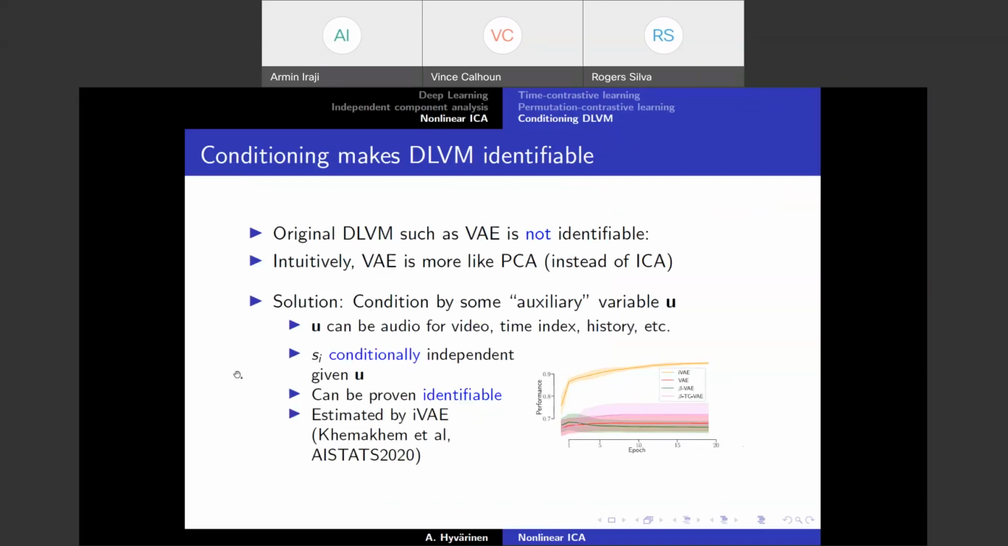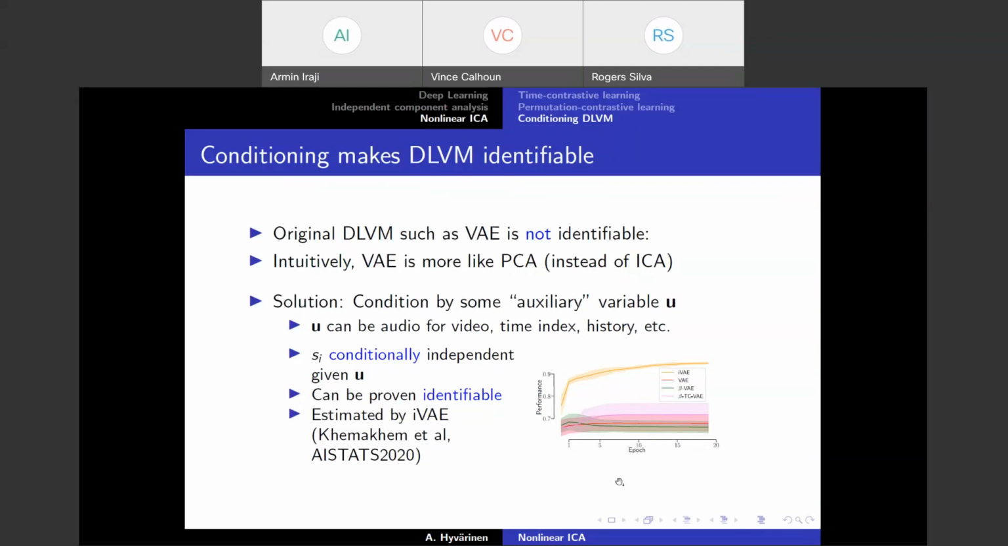So assuming that these SIs are actually conditionally independent given U, and the different values of U somehow modulate the distributions sufficiently, then we can actually prove that this model is identifiable. So we have some more constraints again.